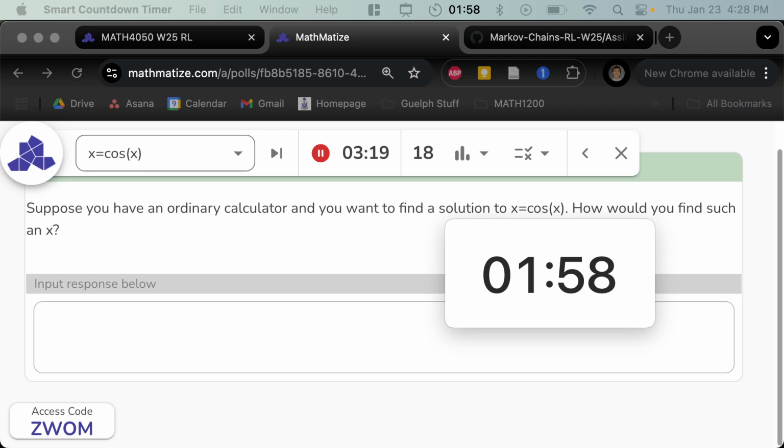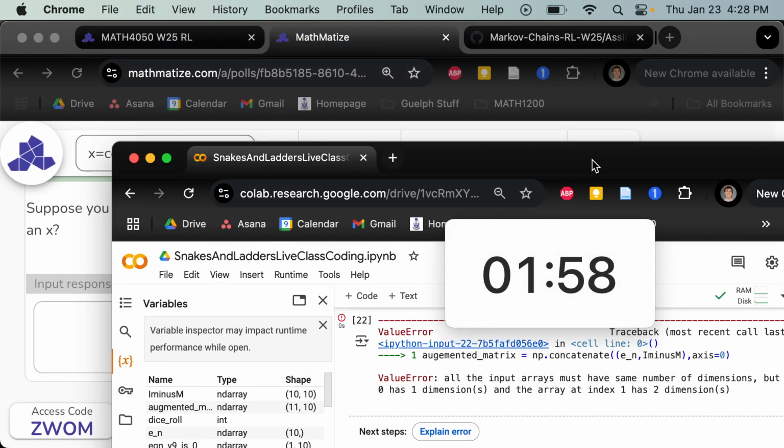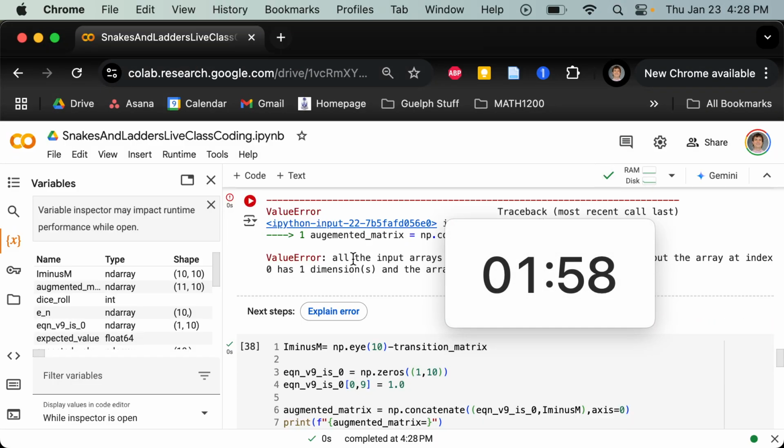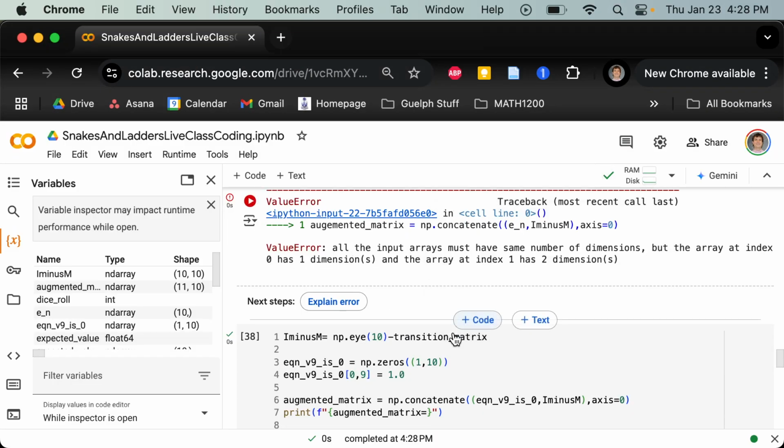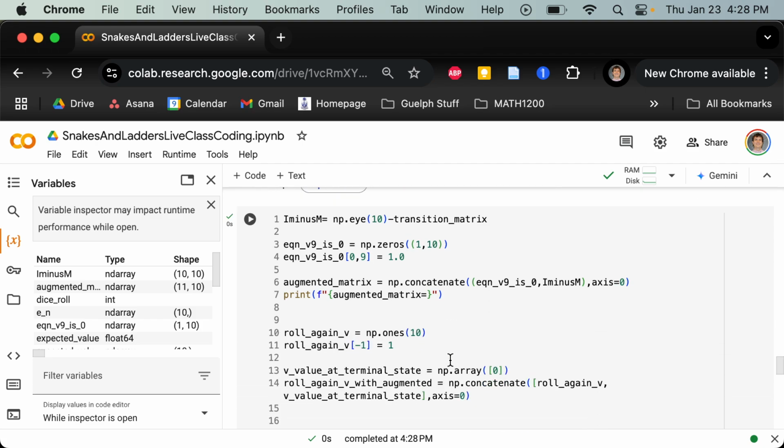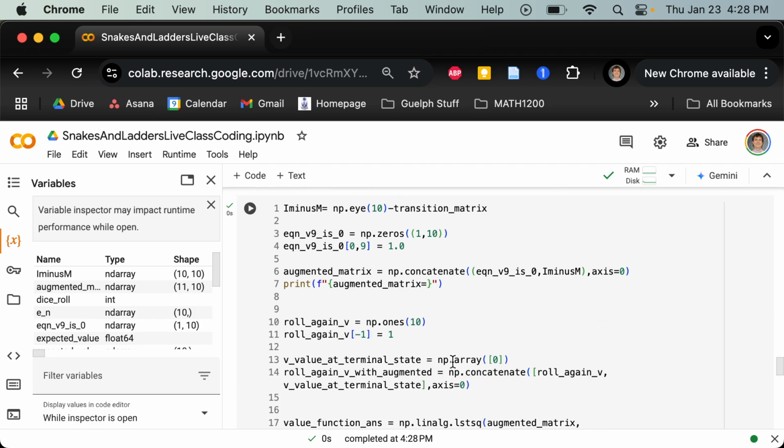Okay, before I tell you guys how to solve for x equals cosine of x, I have found the bug in this thing, and I think it's a good learning lesson. So I'm going to show you what the bug was. Do you remember, I did a really dumb hack of, oh, instead of writing it with a concatenate, let me just cram it in there.